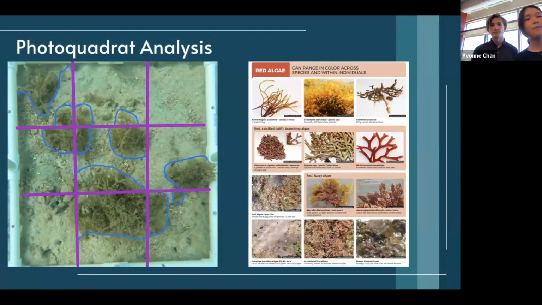So here's an example of one photo quadrant picture where we essentially just divided it into 9 individual squares and then estimated the average of the type of algae present there and added all the averages up. And so we use this guide, as you can see on the right-hand side. And as you can see, this is Gracilaria salicornia in the photo quadrant, which is an invasive algae.